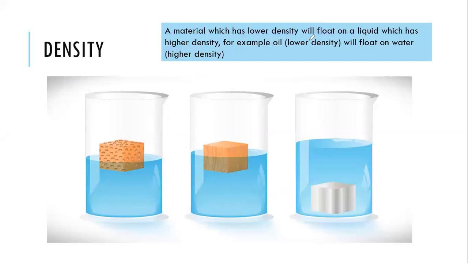So the one that sinks has higher density. When I compare these two, which one has more percentage under the water, which sinks more? As you can see, this one is less than half and this one is almost half. Which one sinks more is going to have higher density. That's how we can compare the densities.